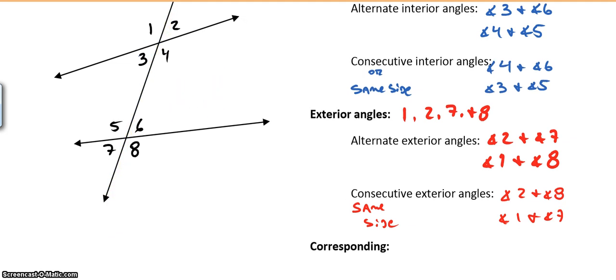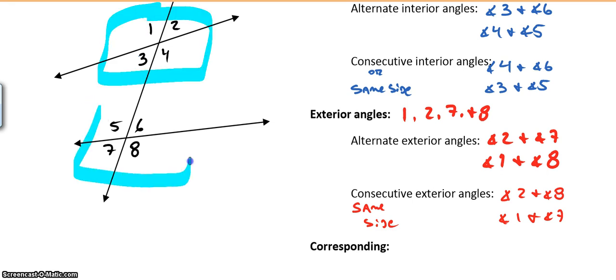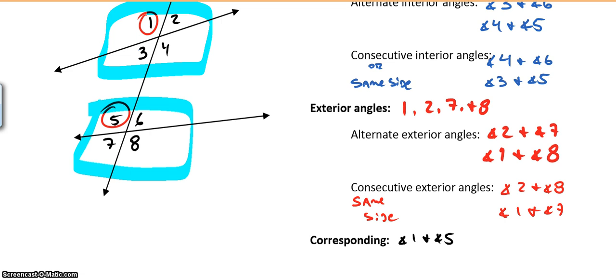And lastly, we have corresponding. Now corresponding means exactly that. Which angle corresponds, as in it's with itself. So think of these as a group of 4, and think of these as a group of 4. Who's in the same spot? So for instance, 1 is in the top left corner of this group of 4, and in this group of 4 down here, 5 is in the top left corner. So 1 and 5 correspond because they're in the same position. So angle 1 and angle 5 are corresponding.